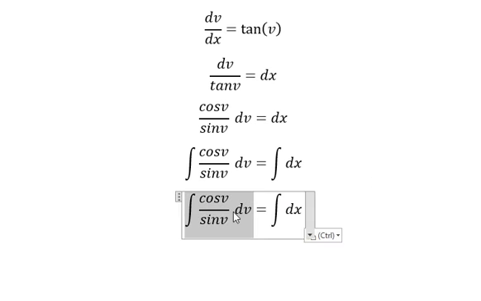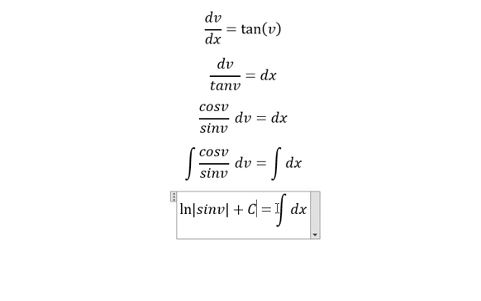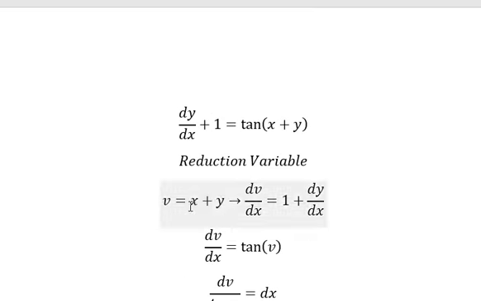This one you get ln of the absolute value of sine v, and we put c. This one you get x. About v, that is this one.